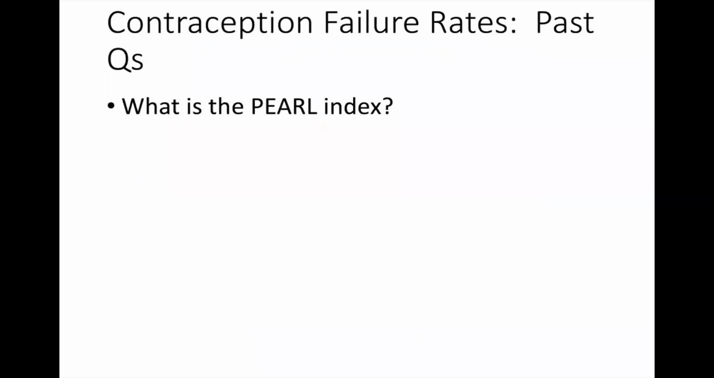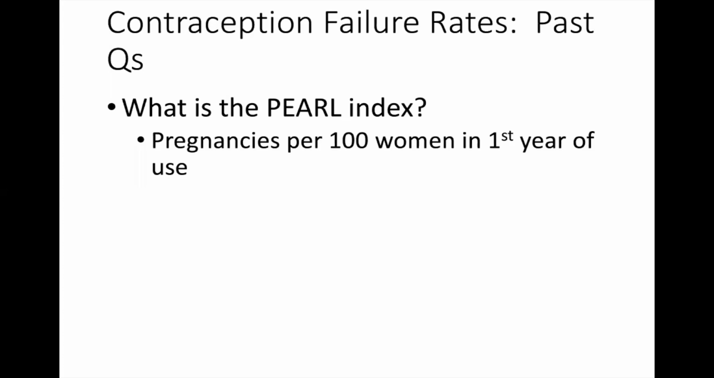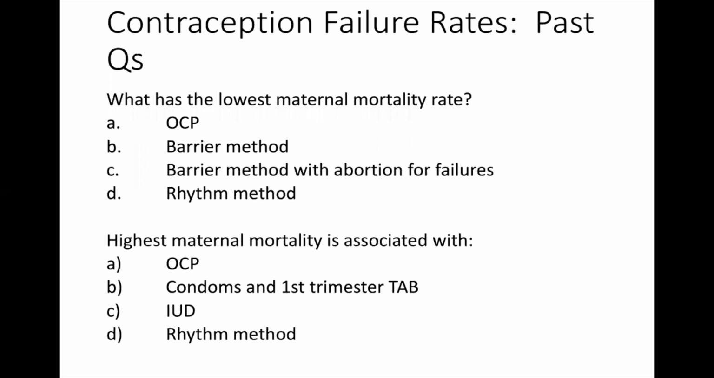So this is an exam question. What's the contraception failure rate? So what's the Pearl index rate? Pregnancies per 100 women in the first year of use. These are some MCQs on contraception, and I just want you guys to know how to answer these questions.